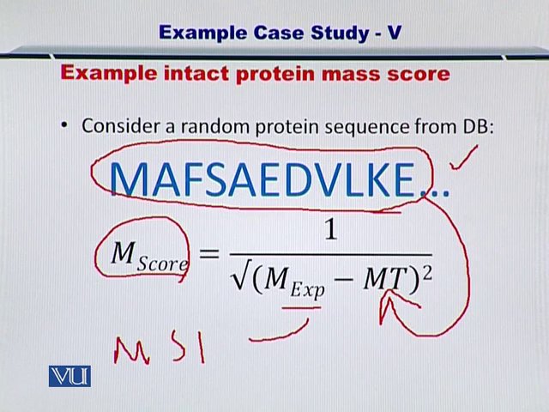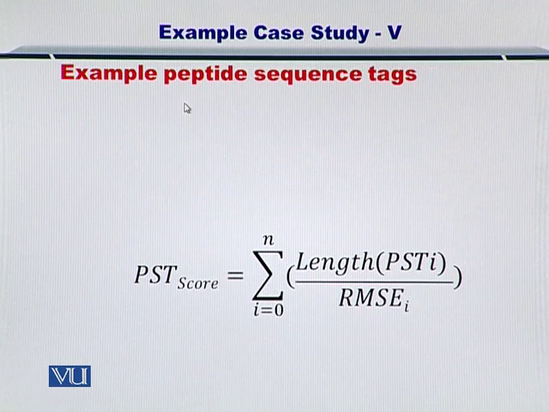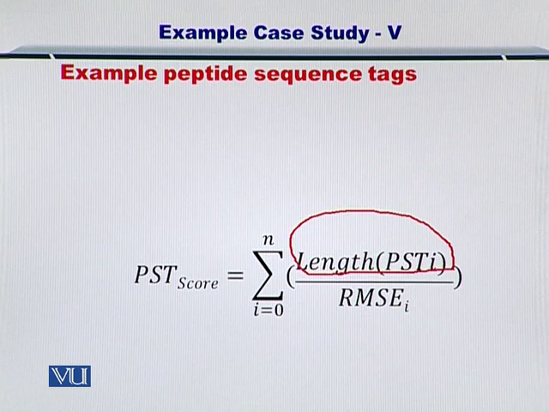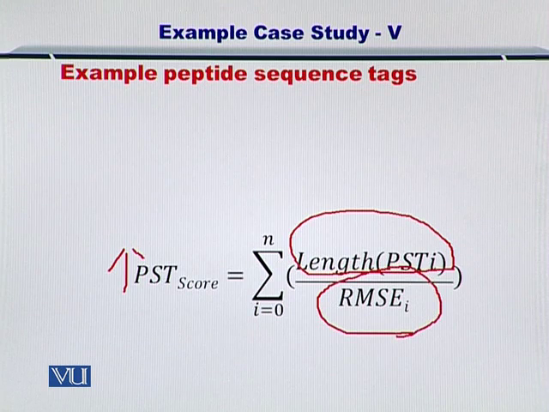The second step would include the peptide sequence tag score. In the peptide sequence tag score, if you are obtaining longer peptide sequence tags, then it means your score is going up. However, if the RMSE, or the root mean squared error, of generating these peptide sequence tags is large, then the score should go down. So therefore it is there in the denominator.